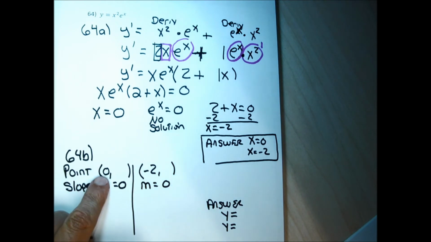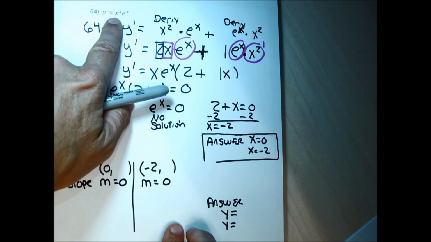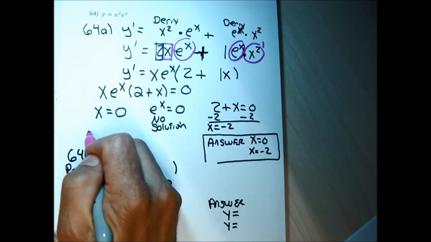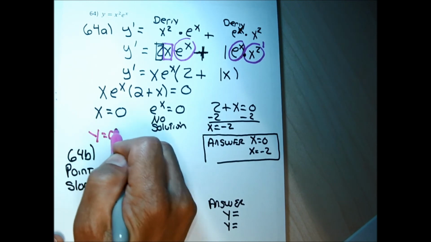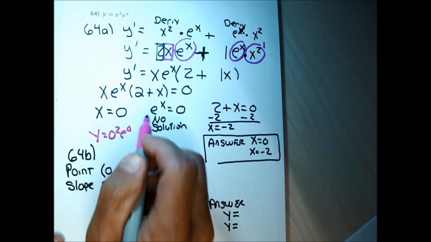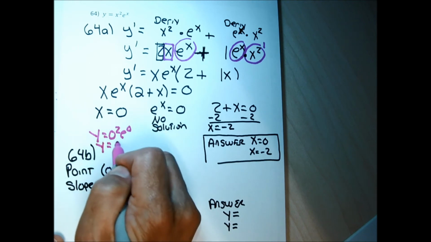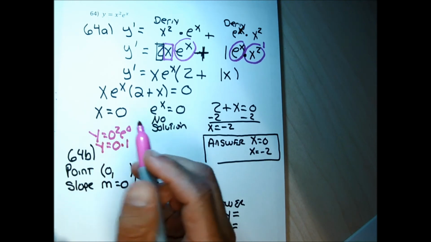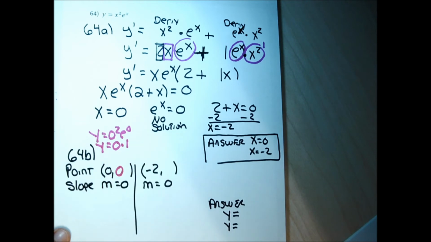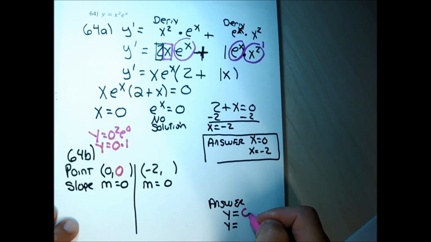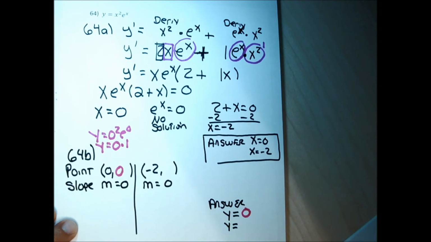So for the first one, I need to get its y. I'm going to plug 0 in for the x's here. I'm going to go y equals 0 squared times e to the 0. That's going to give me y equals 0 times 1, which is 0. That's going to be the first equation. It's going to be y equal to 0.